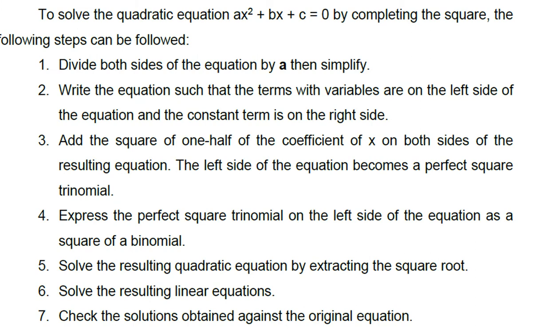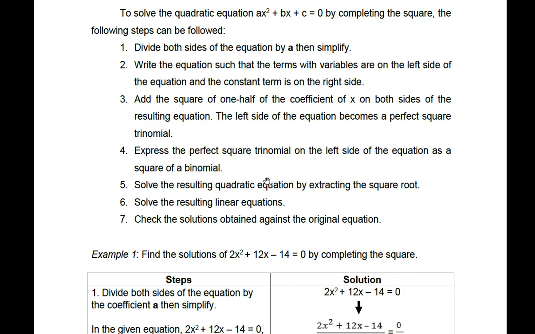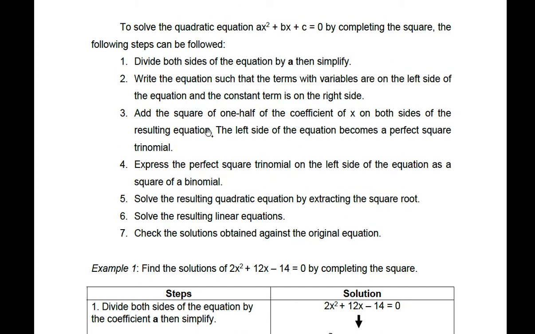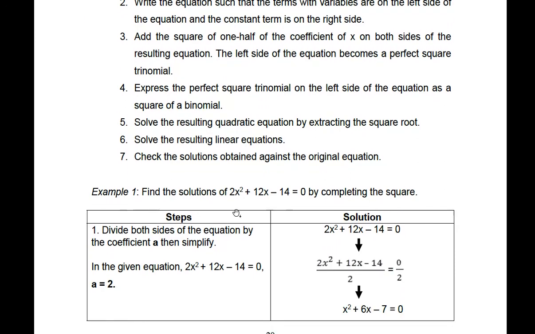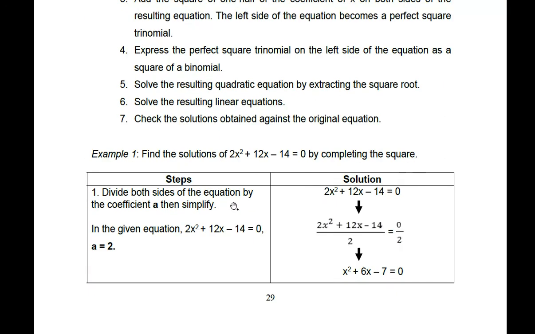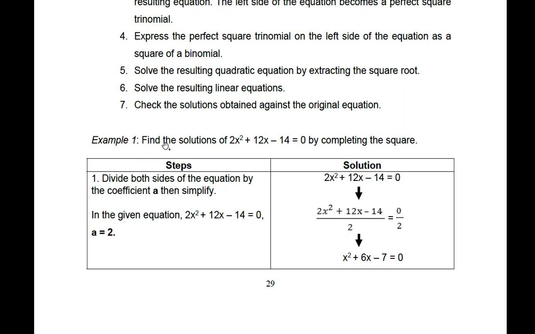Ito yung steps niya. So in here, proceed na tayo sa example kasi dadaanan din natin to. Example number 1. Find the solution of 2x squared plus 12x minus 14 equals 0 by completing the square. So the first step is divide both sides of the equation by the coefficient a, then simplify.